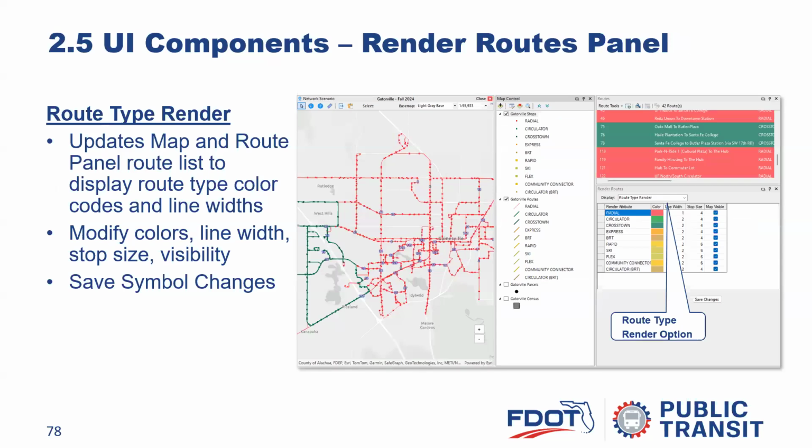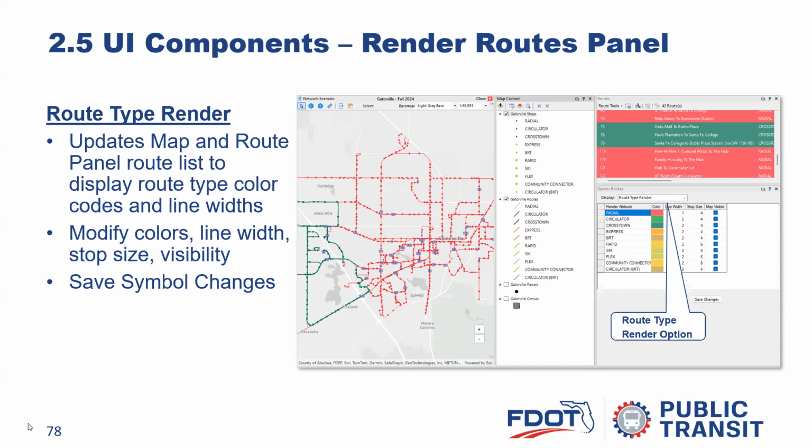Okay, so another item in the render routes panel is you can switch out of the default render mode and into a route type render or a mode type render. It's one of the reasons we just explained the different types, because you can use those types as you've just defined them to display your network very simply by changing this display, right? So you can do this route type render option.